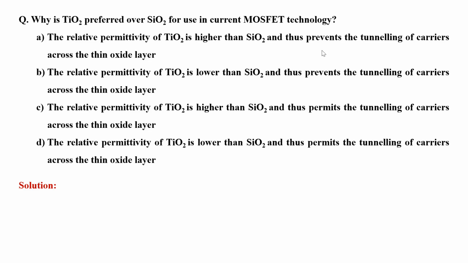Yes. So next, TiO2 is preferred, so it has to prevent tunneling, right? Will the relative permittivity be lower or higher? What is the relationship between relative permittivity and this allowing of electrons through the oxide layer? Basically, permittivity means the ability to store electrical energy, right? Yes. So based on that, how would it be?